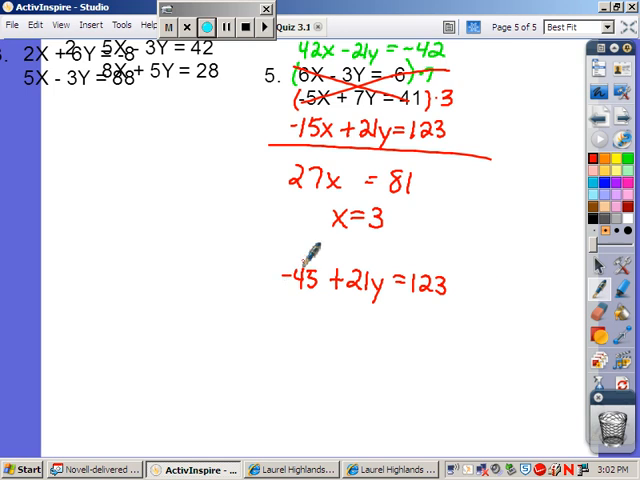This is negative, so I would add 45 to both sides, and I'll get 21y equals 168. And if I divide by 21, I would get y equals 8. So my final answer for this one would be 3, 8.